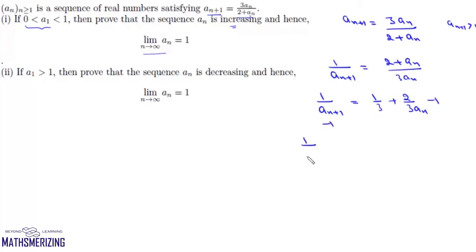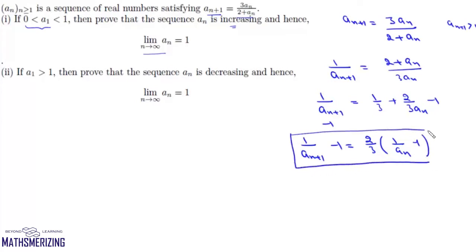We can write this as 1 upon a_{n+1} minus 1 will be equal to 2/3 times (1 upon a_n minus 1). So we have this relation. Now using this recurrence relation, we can prove that 1 upon a_{n+1} minus 1 will be equal to (2/3)^n times (1 upon a_1 minus 1).